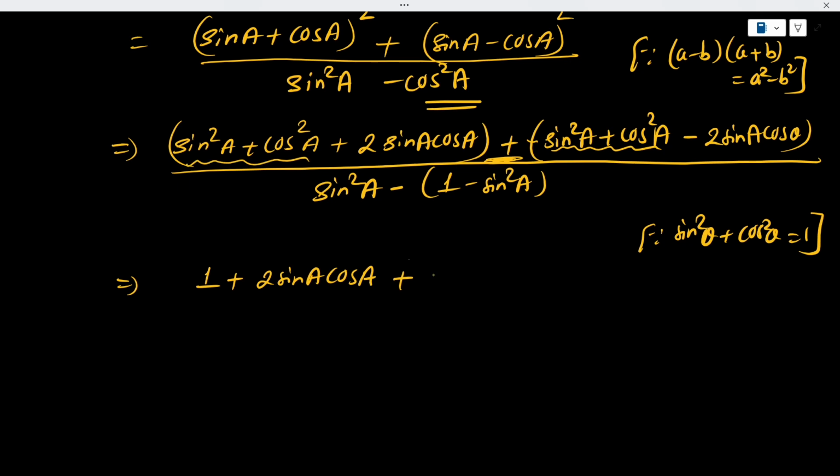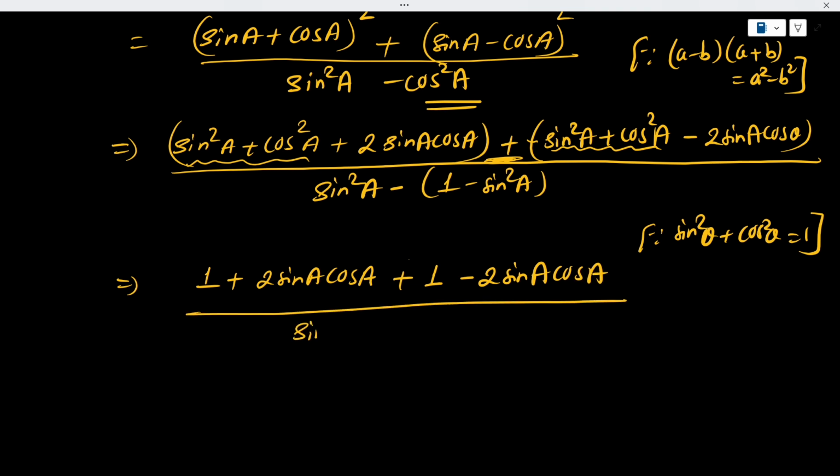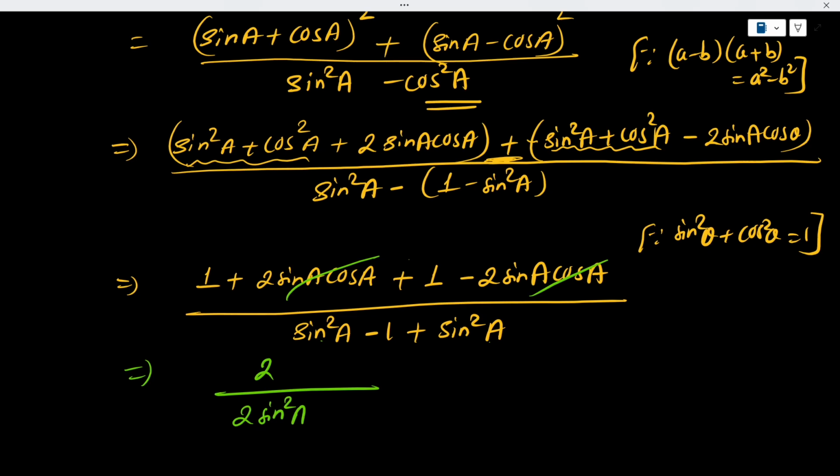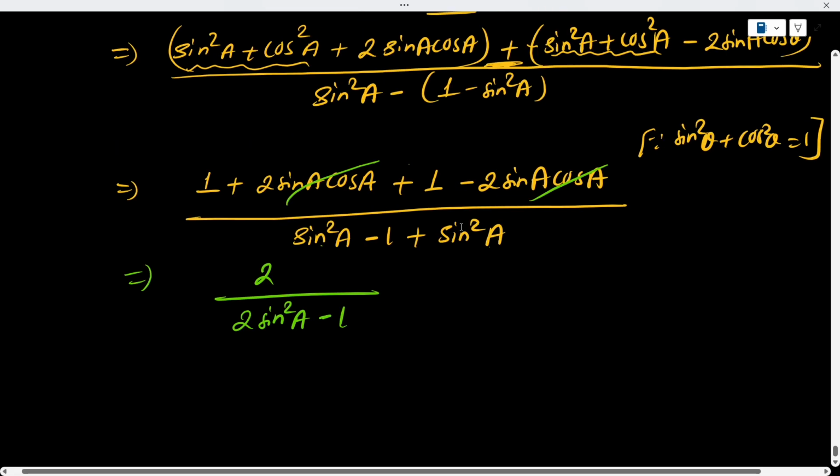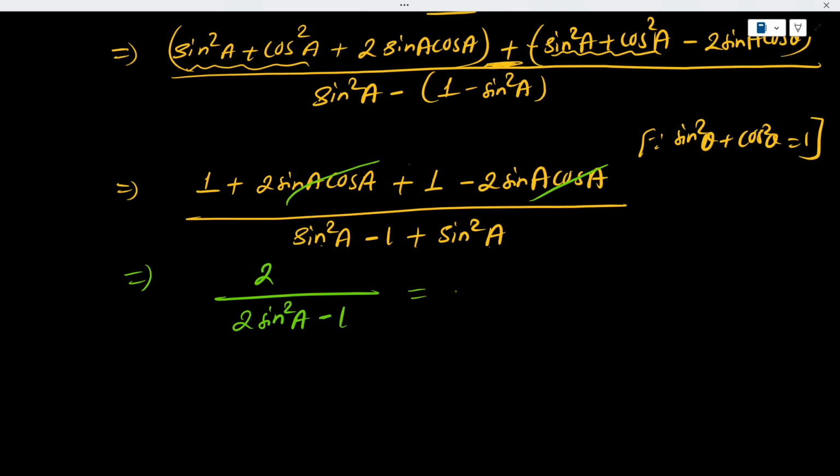So this one with the same sign, because in the middle there is a positive sign, minus 2 sin A cos A, and open the bracket in the denominator, it is sin square A minus 1 plus sin square A, right? Now look at the numerator, what will happen? This term gets cancelled, so we are left with 2 by, then here sin square A plus sin square A will be 2 sin square A minus 1. Now look at your right hand side, 2 by 2 sin square A minus 1, right? So you have reached the right hand side.